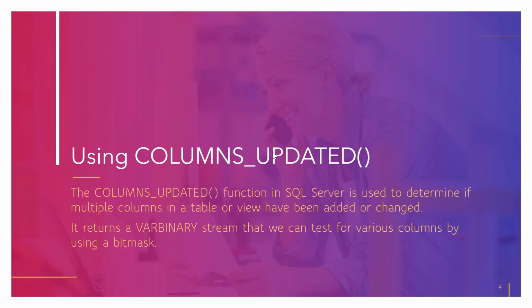This columns updated function is used to return one or more bytes arranged in left to right order. Moreover, each byte's least important bit is the one on the right. So what will happen? The first column of the table is represented by the rightmost bit of the leftmost byte, followed by the second column by the bit immediately to the left, and so on. Now we can quickly look at an example.